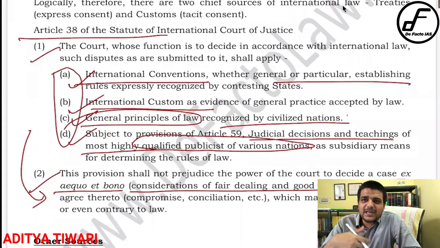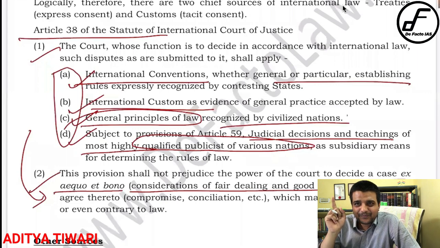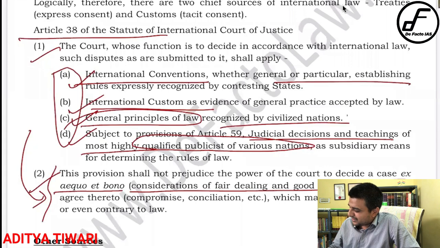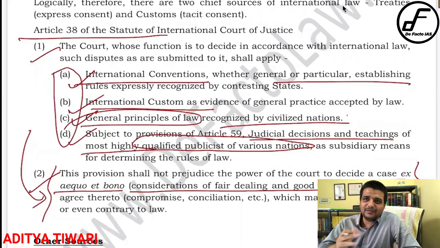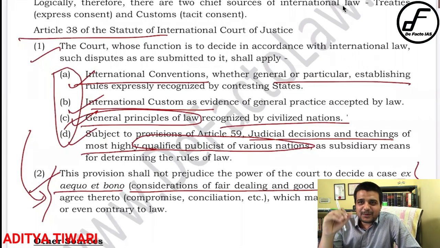It means that their very basis can be changed by two sovereign nations, which is not applicable in the case of municipal law. Understood that particular point? Okay. So this actually makes the whole international law go down the river. Even if we have a treaty, we can agree to something else and we can throw away the treaty. So understood? Okay.